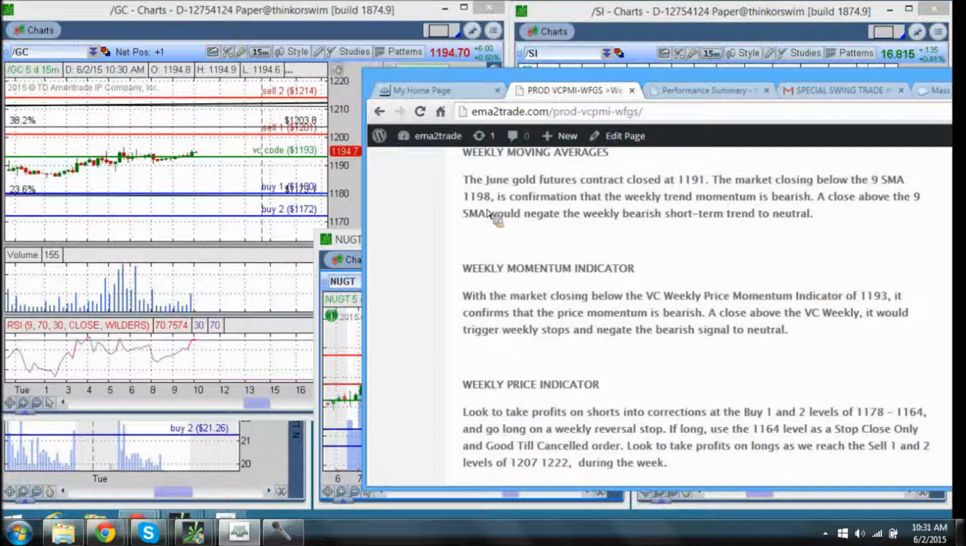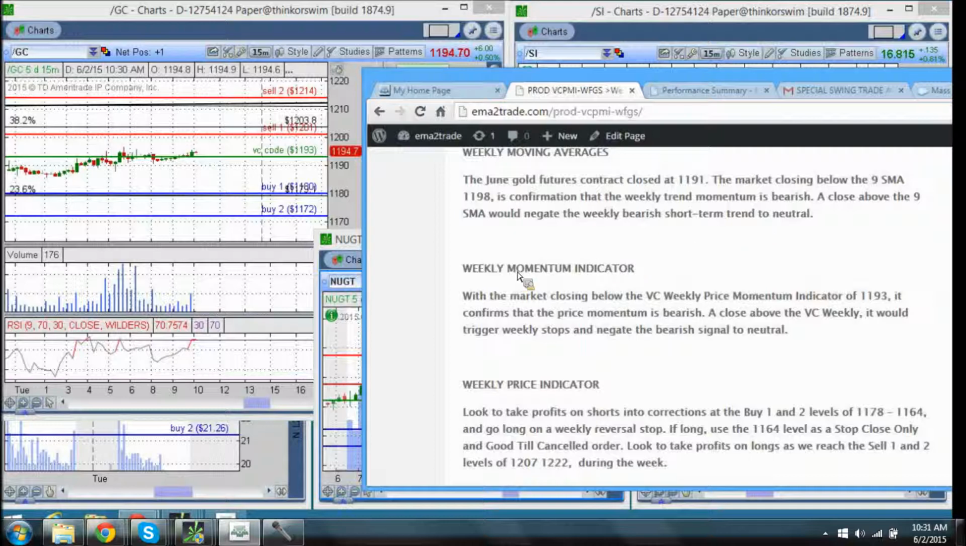When the first time it crosses that moving average, it alerts you it's bearish trend developing. But it also tells you that if it closes above 1198, that this bearish short-term trend will be neutralized.